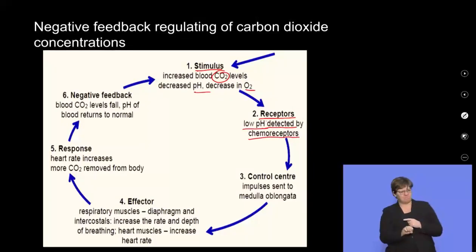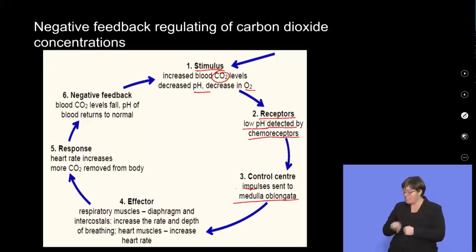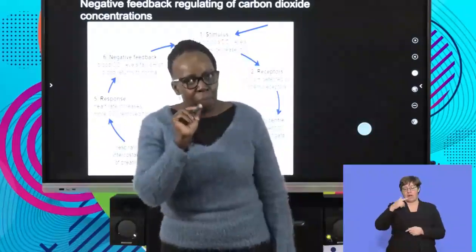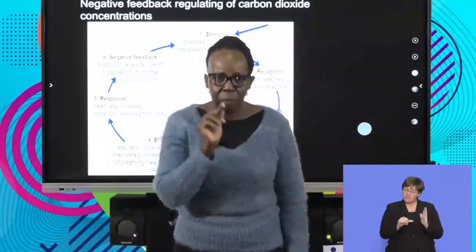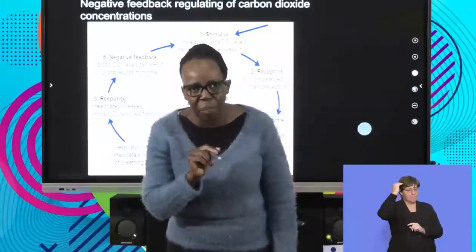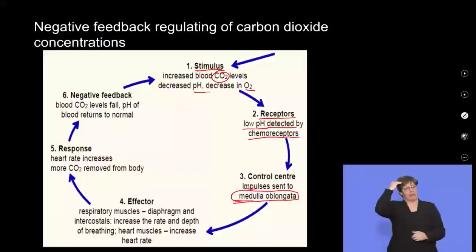Remember the levels. Then the control center: impulses will be sent to the medulla oblongata. Learners, it's key to tell the specific part of the brain. Don't just say brain, but what in the brain? The medulla oblongata. Then what will happen here?